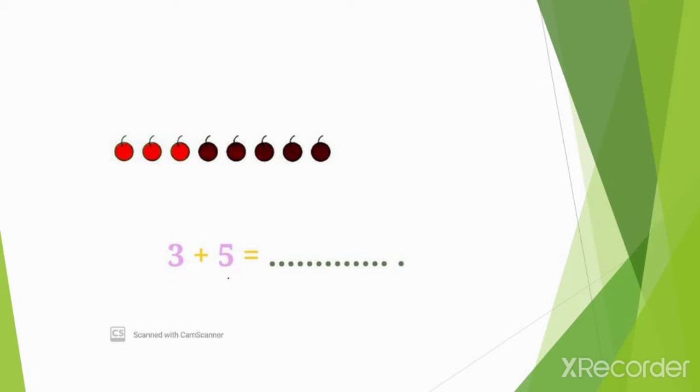Now 3 plus 5 means we have 3 objects. We have to add 5 more to it. So first of all keep in your mind these 3. Okay? And start counting after 3. 4, 5, 6, 7 and 8. Write down it in given box.